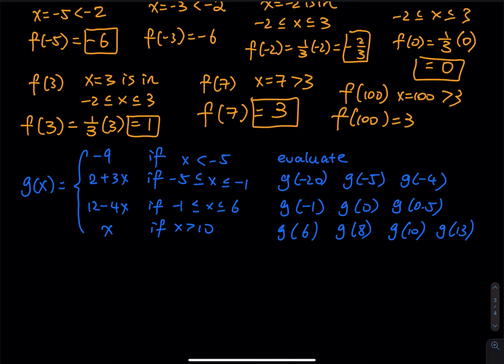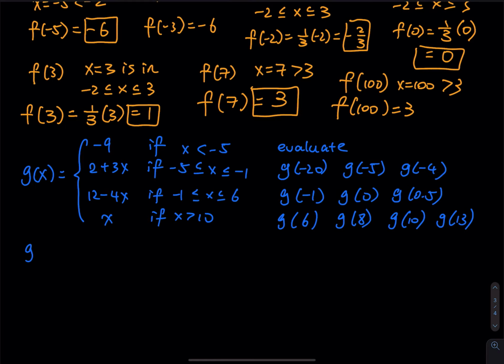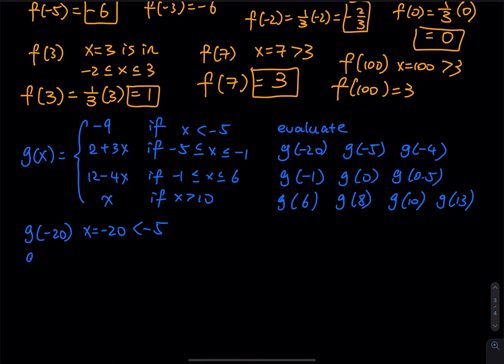Let's do one more. So this one, I have g of x equal to 4 pieces, and then I want to evaluate all of those. So the first one, g of negative 20. So g of negative 20, we have x equals negative 20. So negative 20 satisfies which inequality? That is less than negative 5, right? So we take the first piece. So we have g of negative 20, y is equal to negative 9. That is your answer.